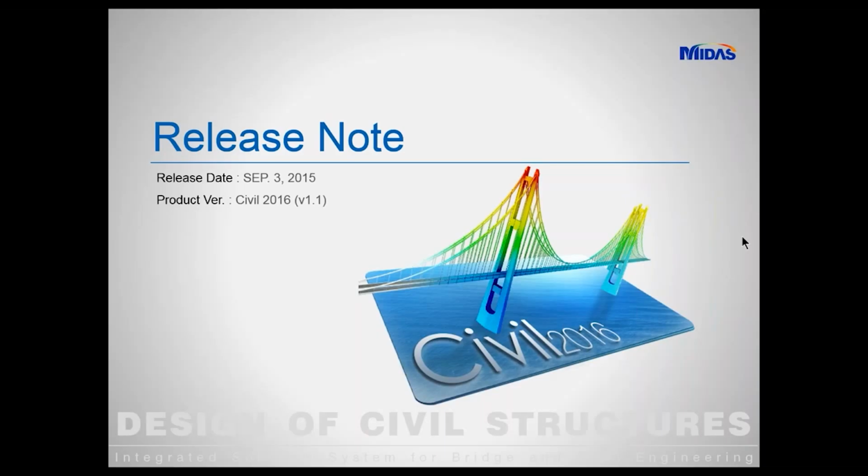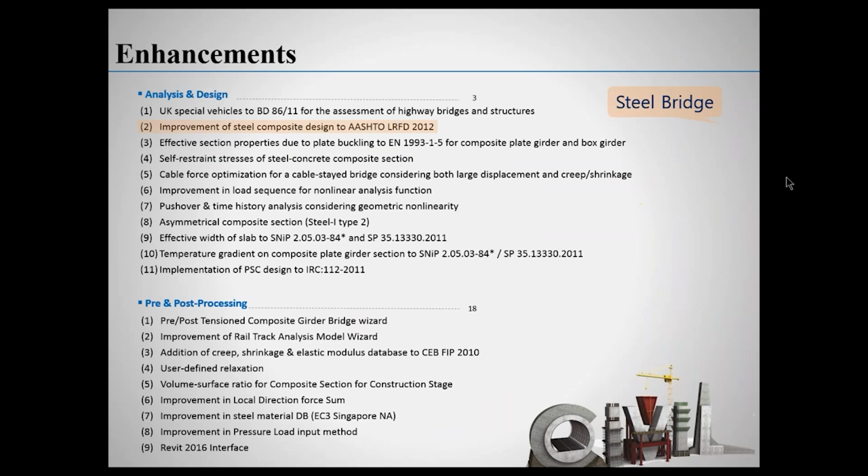So to briefly give you an overview of the new version that's just released, 2016 version 1.1. Some of the steel-related improvements are related to the design according to AASHTO LRFD, considering the self-strain stresses, and also supporting the asymmetrical composite section.